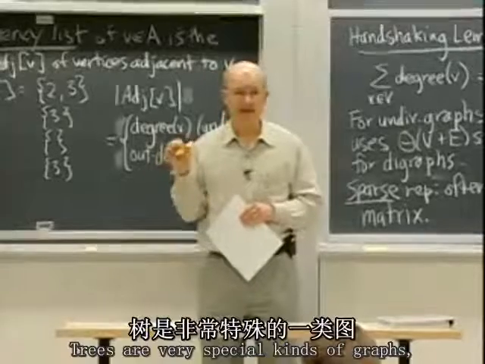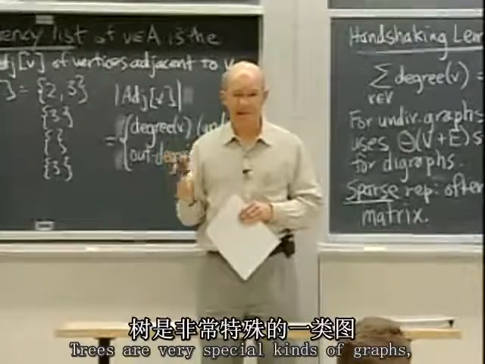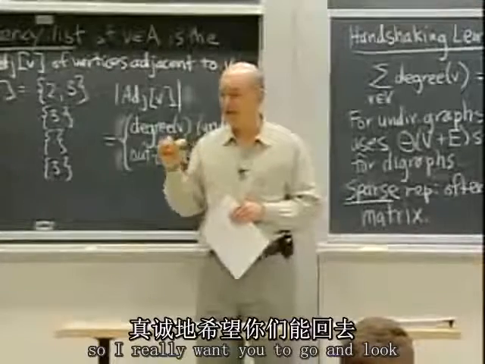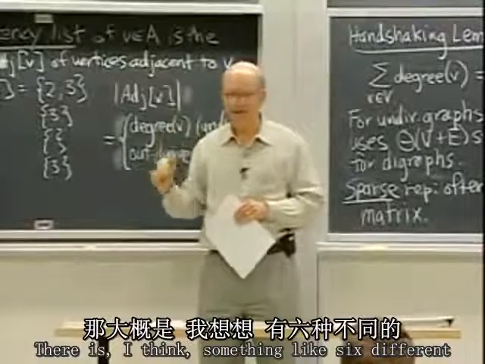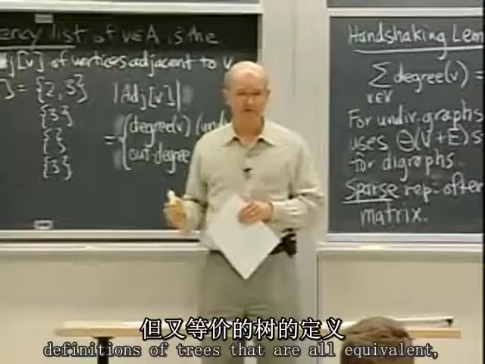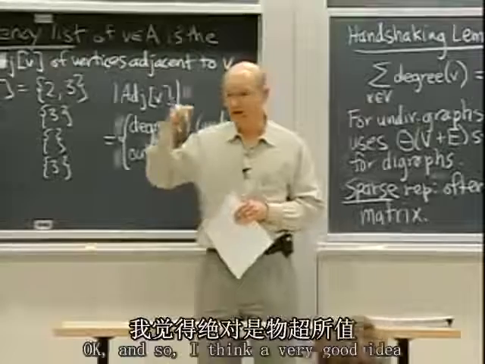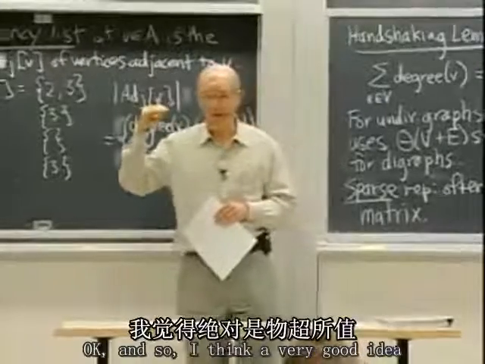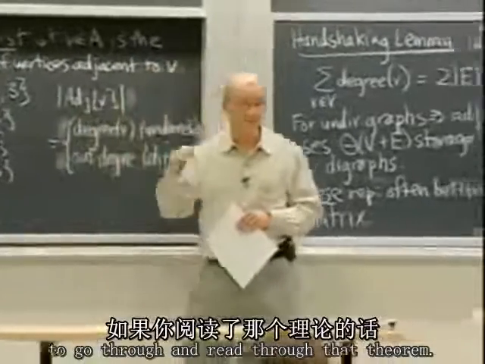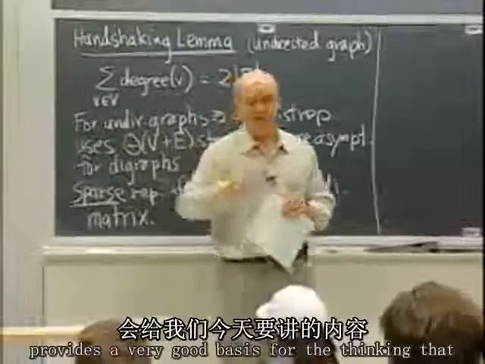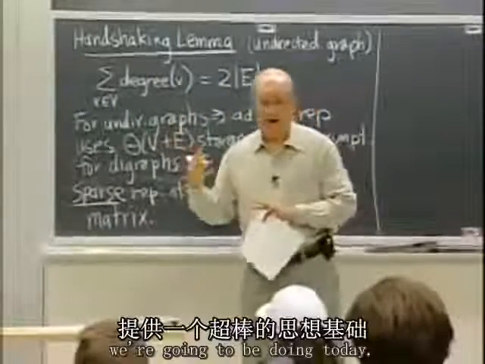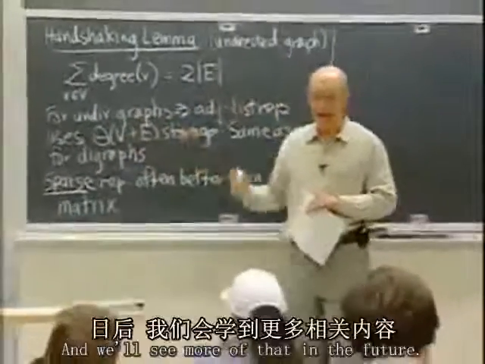Trees are very special kinds of graphs. I really want you to go and look to see what the properties are. There's, I think, something like 6 different definitions of trees that are all equivalent. A very good idea is to read through that theorem. We're not going to prove it in class, but it provides a very good basis for the thinking that we're going to be doing today, and we'll see more of that in the future.